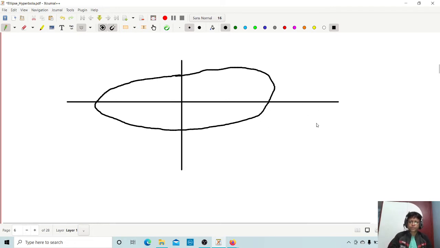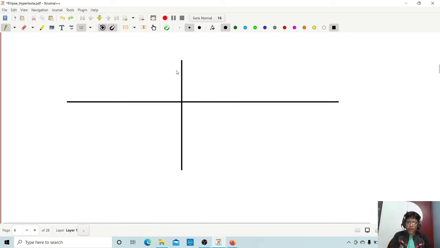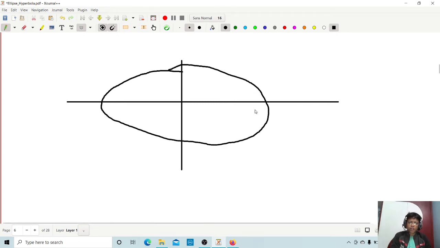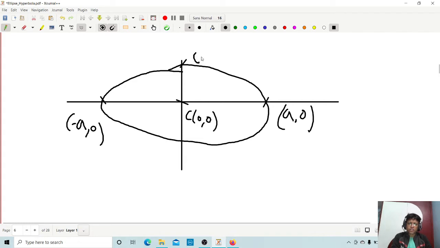It's not a good diagram. Let me draw a good diagram. Yeah, this is the ellipse, and suppose this is the major axis, and this is the center at 0, 0. You have the major axis vertices a comma 0 and minus a comma 0, this is the negative direction. And this is the minor axis, 0 comma b along the y direction, and 0 comma minus b.